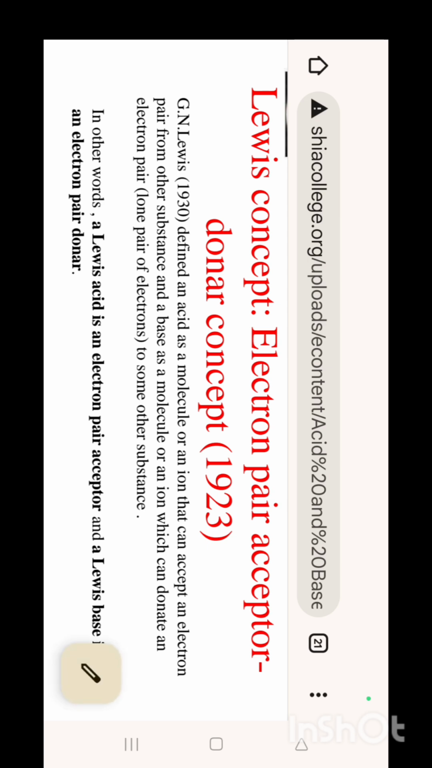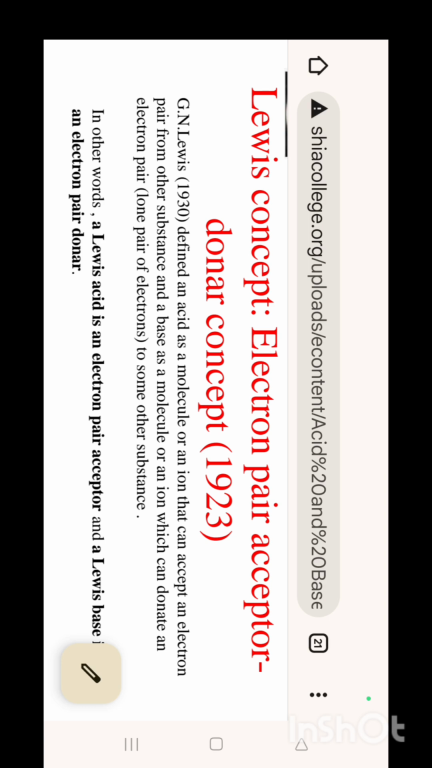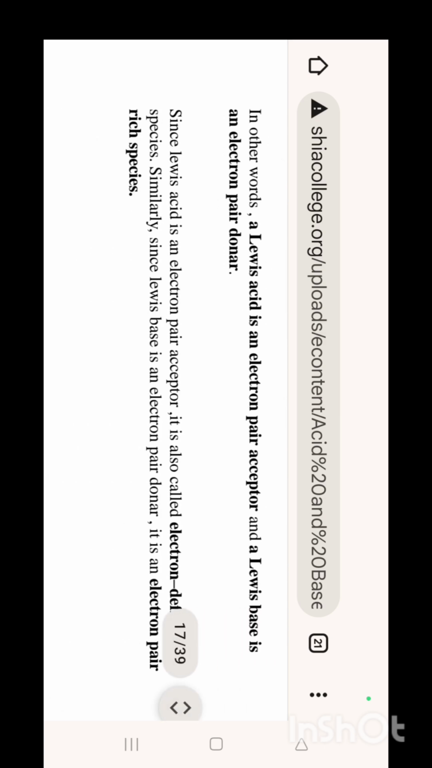Now we shall discuss the Lewis concept, that is the electron pair acceptor donor concept, which was started in 1923. G. N. Lewis in 1930 defined an acid as a molecule or an ion that can accept an electron pair from another substance, and a base as a molecule or an ion which can donate an electron pair to some other substance. In other words, a Lewis acid is an electron pair acceptor and a Lewis base is an electron pair donor. Since a Lewis acid is an electron pair acceptor, it is also called an electron deficient species. Similarly, since a Lewis base is an electron pair donor, it is an electron pair rich species.